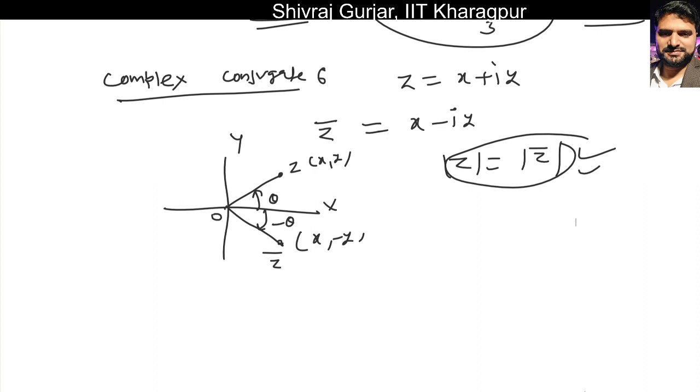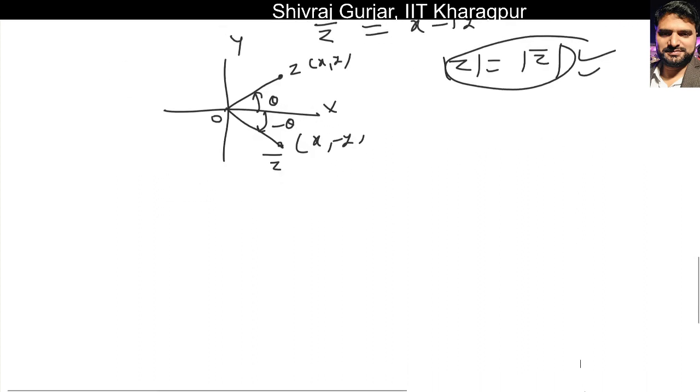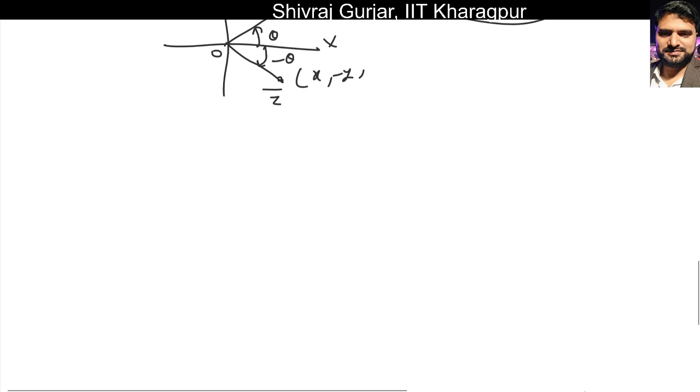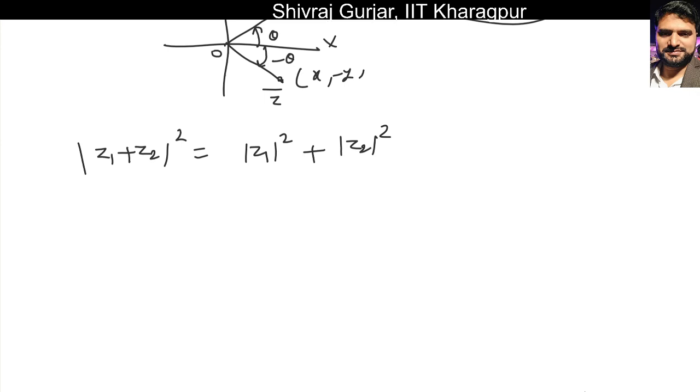Okay. इसके बाद some of the formulas which will be useful are: modulus of z1 plus z2 whole square will be modulus z1 square plus modulus z2 square plus 2 times real part of z1 z2 bar. ये कैसे है?